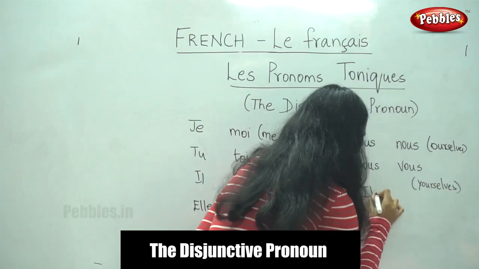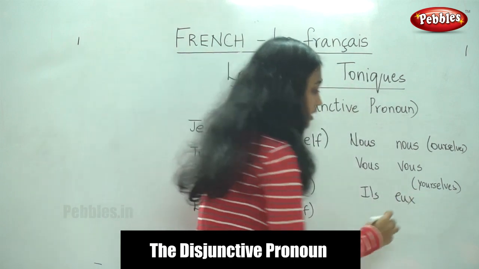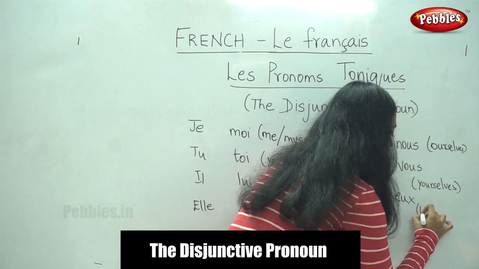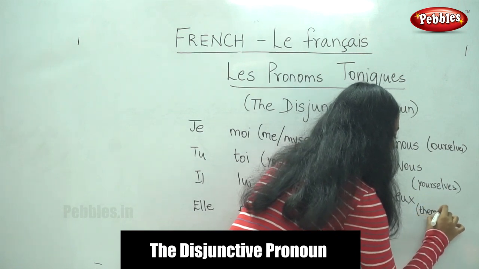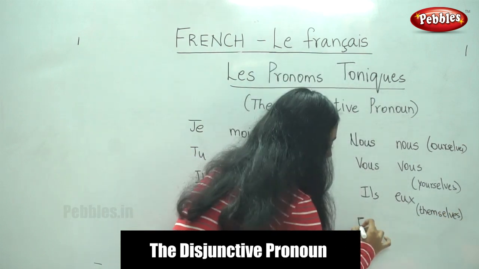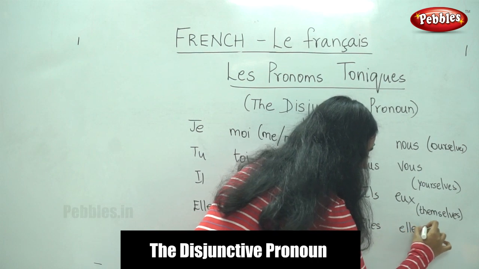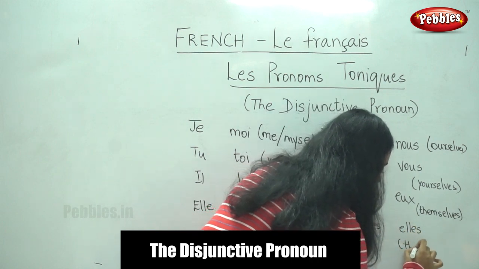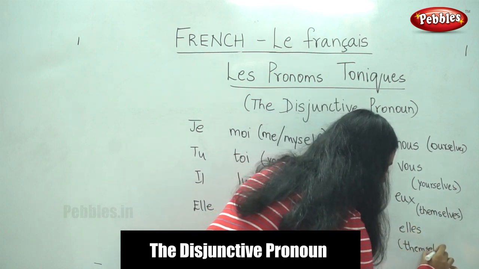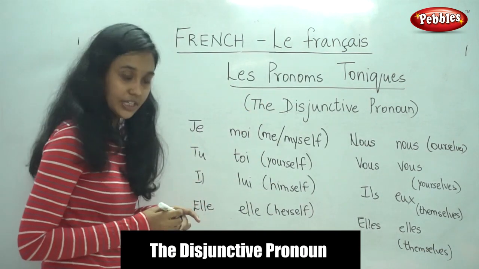For ils, it is eux. E-U-X. Eux. It means themselves. For elles, it is elles. It also means themselves. So, this is the pronom tonique.